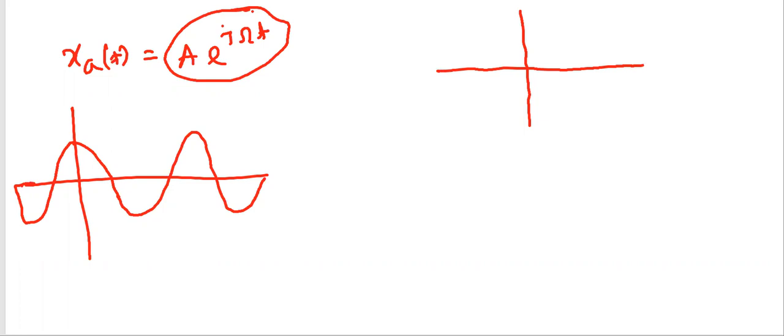Let me take another color. So at t equals 0, that means we are at this moment, t equals 0. At t equals 0, what happened? e to the power 0 means 1, so the theta, this part, is 0, and the amplitude is A. So theta is 0 and amplitude is A. This is that value, this is your A.